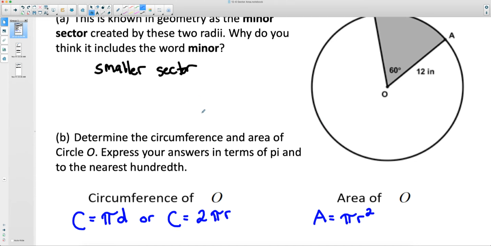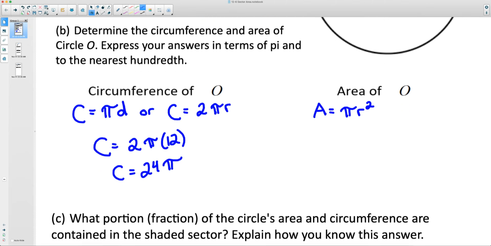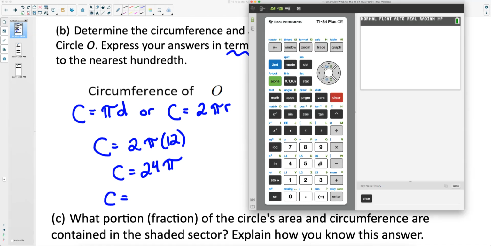So here in this example, the radius of our circle is 12. For my circumference, I'll use the radius formula, 2 pi r. So the circumference is 2 times pi times 12, or we could say our circumference is 24 pi. That's in terms of pi. If you ever see that phrase, in terms of pi, that's your exact answer. You can't get any more exact than that. But we'll go ahead and round it to the nearest hundredth.